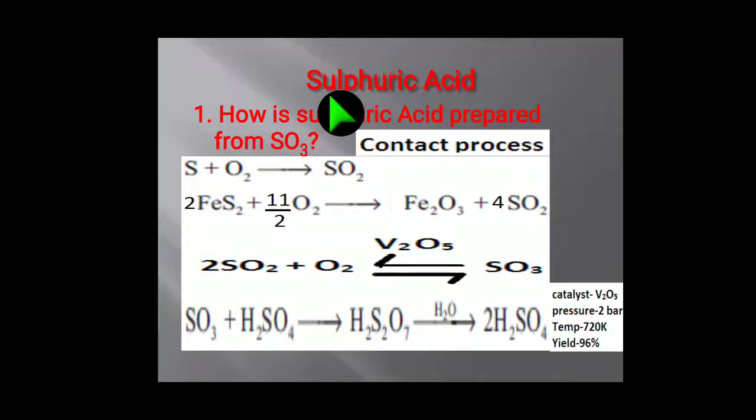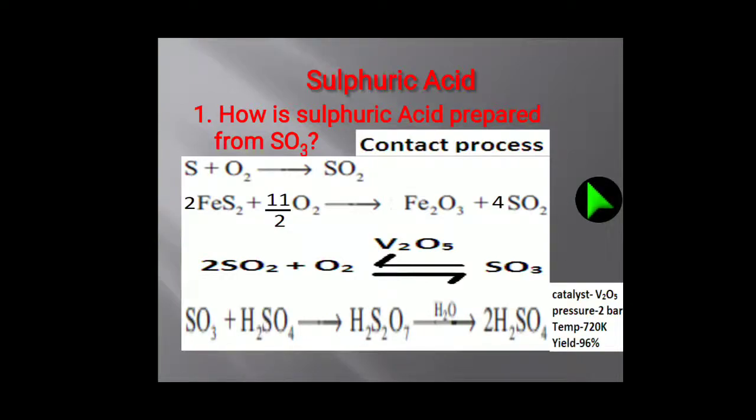Now we are going to discuss sulfuric acid. The manufacture of sulfuric acid by contact process. The contact process involves the following steps. 3 steps we have to follow.